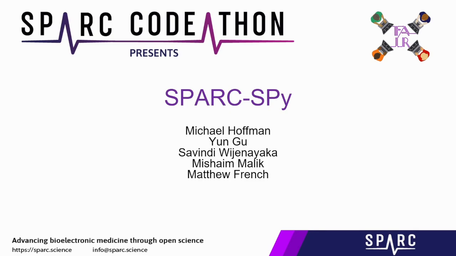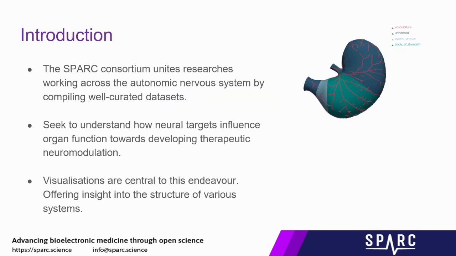Welcome to the sparc.sci presentation. The SPARC project unites researchers from 60 groups representing 90 institutes in their exploration of the autonomic nervous system towards the development of therapeutic neuromodulation. Visualizations are a core part of this process, allowing scientists to interpret data and draw inferences. It is crucial in enabling collaborations and the communication of results.